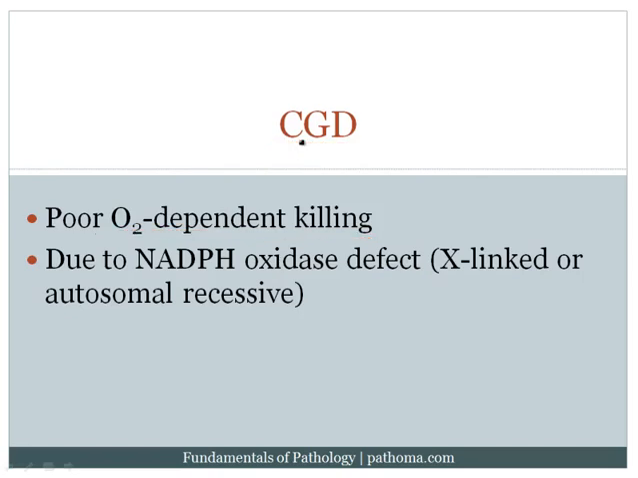Now, where is the defect? The defect is due to NADPH oxidase. This could be X-linked or autosomal recessive, but the key problem is that there is an NADPH oxidase defect. Because there's an NADPH oxidase defect, the patients are going to have problems generating bleach, and because they have problems generating bleach, they're going to get infections.